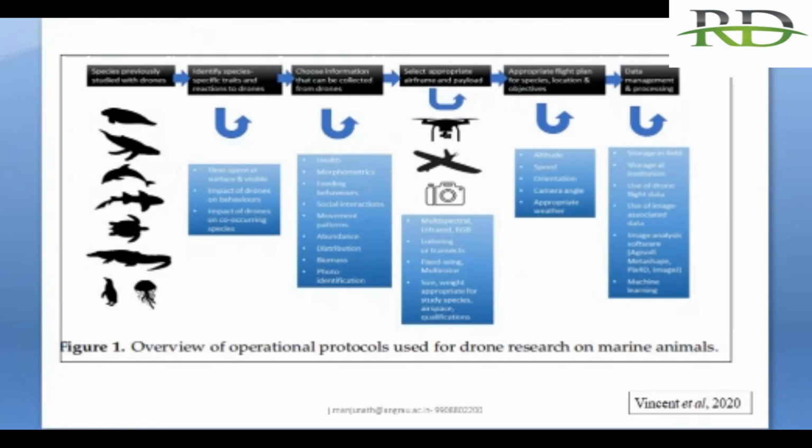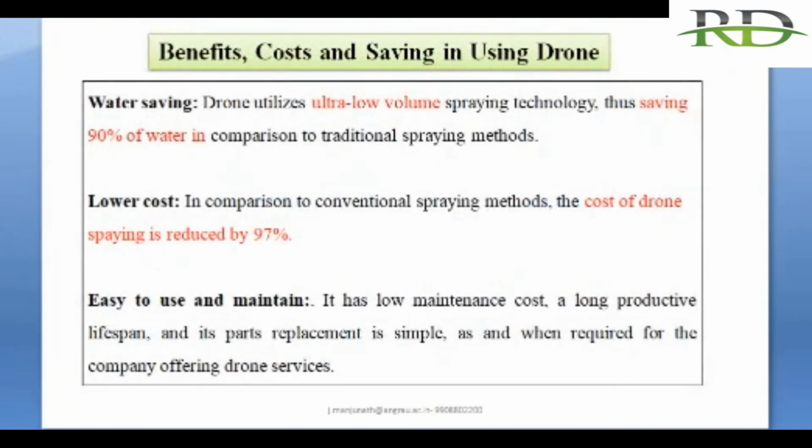As I told, by using the drone we have so many benefits and also cost saving. We can use a low volume of water, saving 90% of water, and the cost is decreased. It is very easy to maintain, and not that much knowledge is required. As we told, a 10th class passed person is eligible to become a pilot.